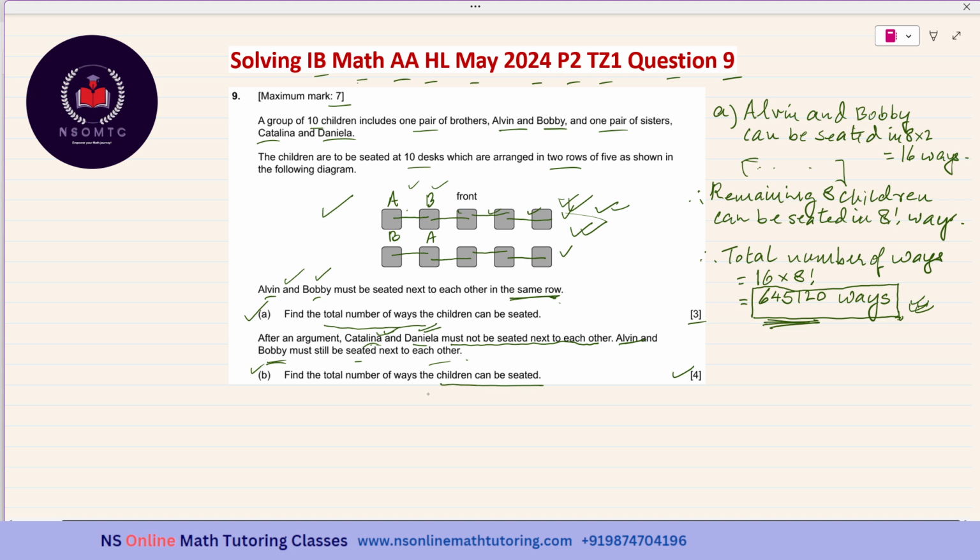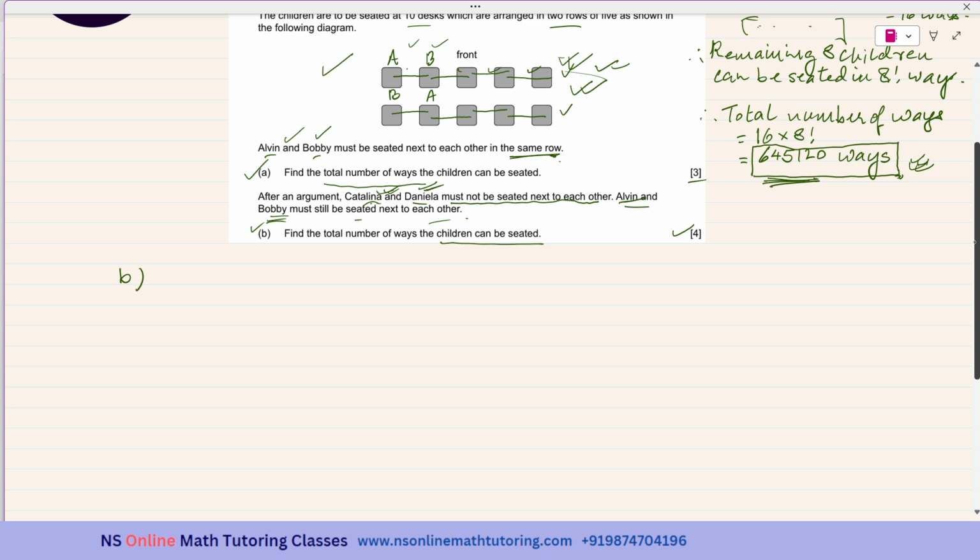So if we can find the number of ways in which Catalina and Daniela will be sitting next to each other when Alvin and Bobby are sitting next to each other, then we can subtract those many ways from this 645,120, and we will get the number of ways in which Alvin and Bobby will be sitting next to each other, but Catalina and Daniela will not. So that is the easier method, and we will be solving the question using that method. Subpart B. First of all, let me draw the seats, the 10 seats.